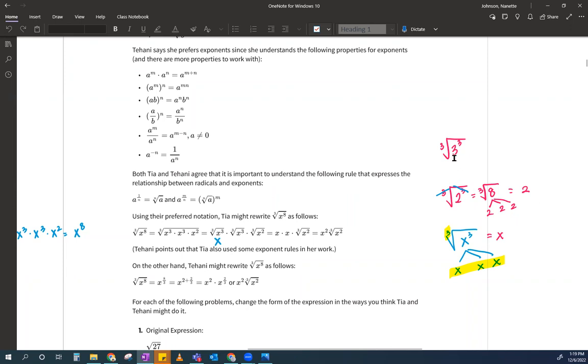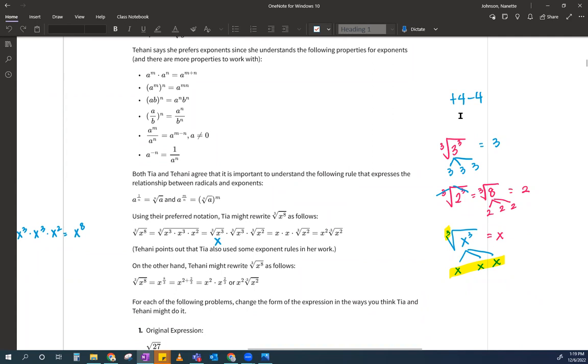Same thing is going to go here. So this is equal to 3 times 3 times 3, which is just 3. So the cube root of 3 cubed is just 3. So this is like me saying plus 4 minus 4, because these two undo each other, right? These two undo each other.